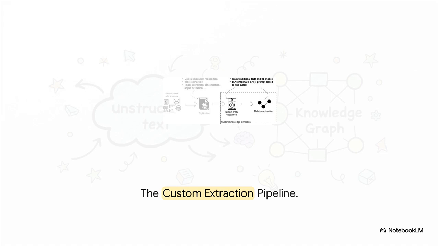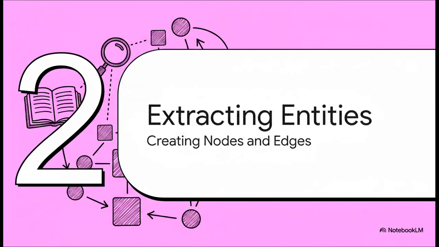To get from messy text to a structured database, your data has to go through a very specific pipeline. It starts with digitization. Think optical character recognition for scanned PDFs. But just capturing the words isn't enough. We need the actual meaning. That's where the custom knowledge extraction phase comes in, and it relies on two absolute powerhouses, named entity recognition and relation extraction. These are literally the engines pulling the raw facts right out of the text. Which brings us nicely to our next step. Let's look at how we actually create the nodes and edges for our graph.